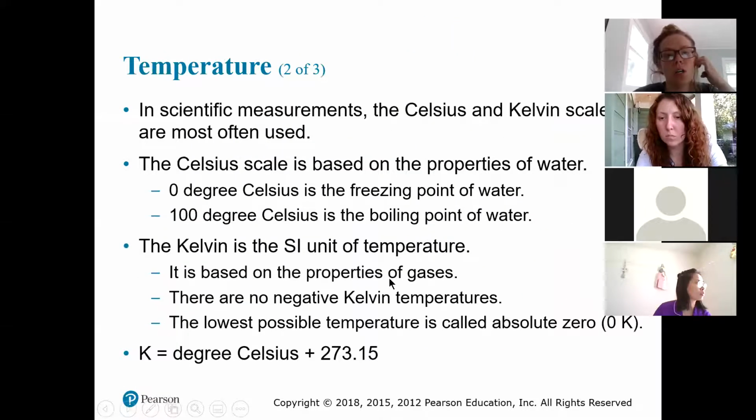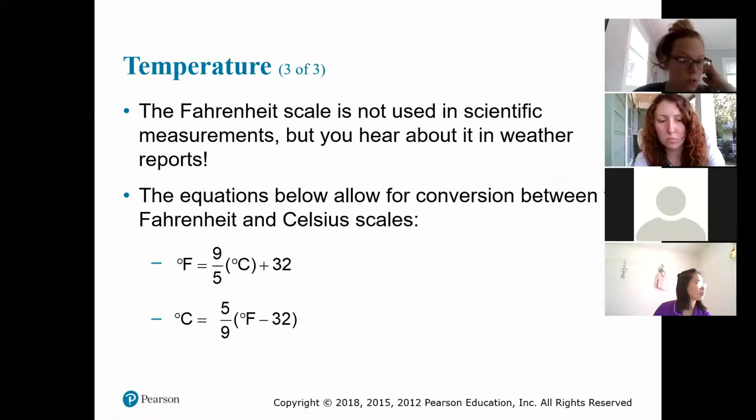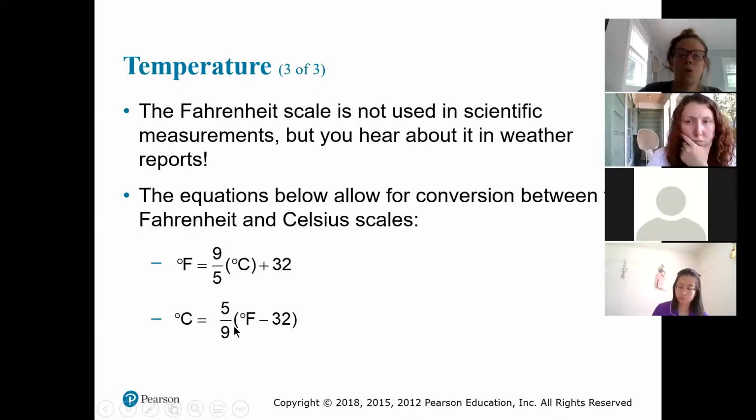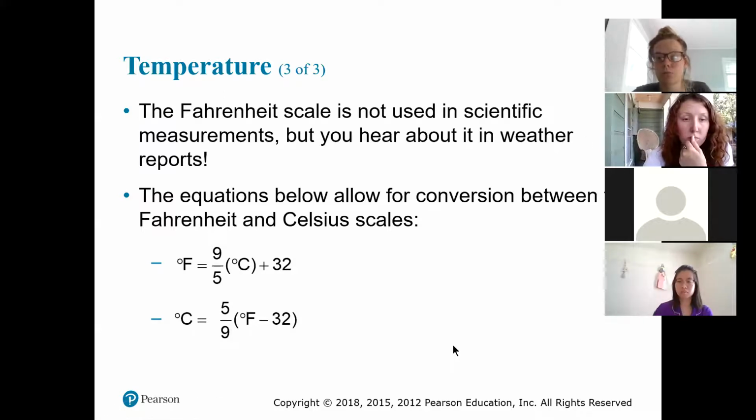We talked about temperature. Here are the two equations for switching between Fahrenheit and Celsius. Fahrenheit will equal 9/5 times degrees C plus 32. And then Celsius will equal 5/9 times parentheses Fahrenheit minus 32.